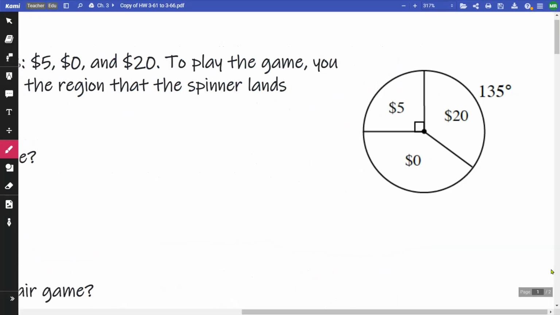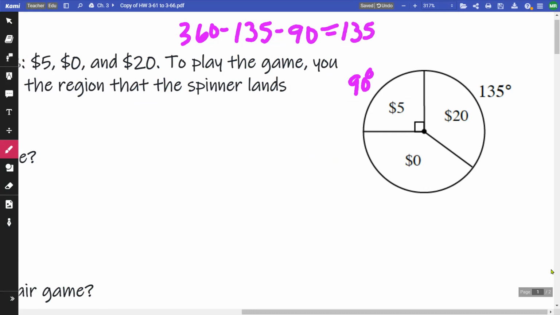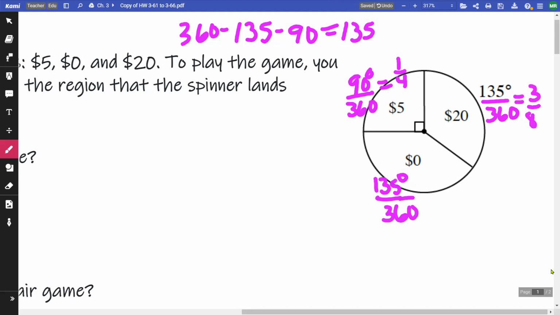First thing I want to do is figure out all of these degrees. So this is 90 degrees. And then if I take 360 minus 135 minus 90, I actually end up getting 135. So this is also 135 degrees. So then to figure out their probabilities, I'm going to put them over 360, over 360, over 360. Now I can reduce or I could just leave them as is. But this does reduce down to 1/4. This reduces down to 3/8, and so does this.